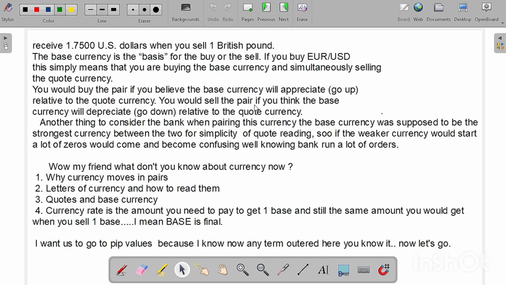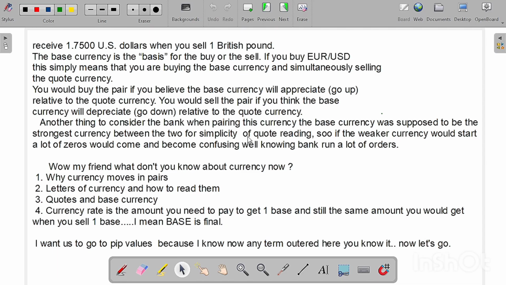So you'd sell the pair if you think the base currency would depreciate, or go down, relative to the quote currency. Another thing to consider: when banks pair these currencies, the base currency is supposed to be the strongest currency of the two, for simplicity.